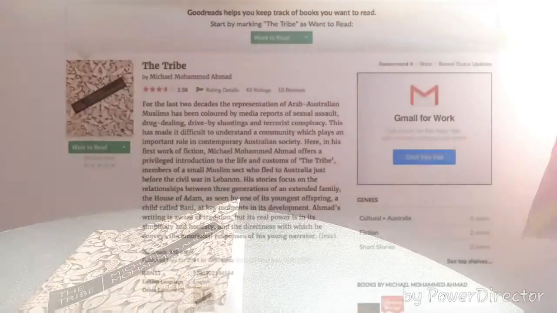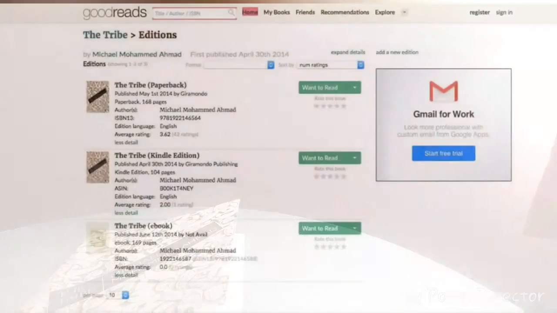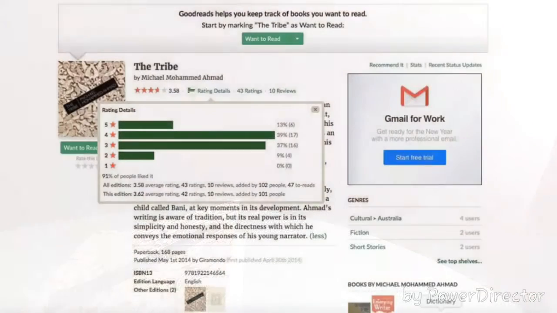In order to find out more information about the book, I needed to do more research here and there. Taking into account that the book is a first edition, it doesn't provide quite enough information about itself. So the first site I visited was Goodreads. Here I found another 3 editions of the book in different formats, such as a paperback, which was rated at 3.6 stars out of 5, a Kindle edition, which was rated 2 out of 5 stars, and an ebook that was rated 0. There were an overall 43 ratings and 10 reviews, added by 102 people, and 47 people who wanted to read it.